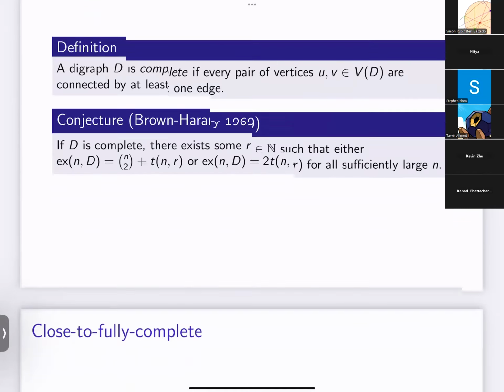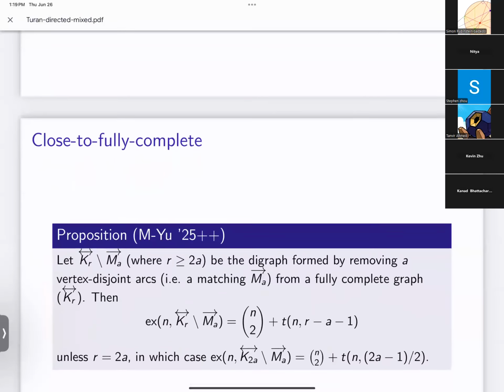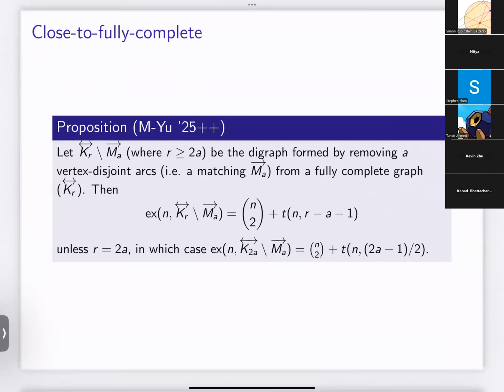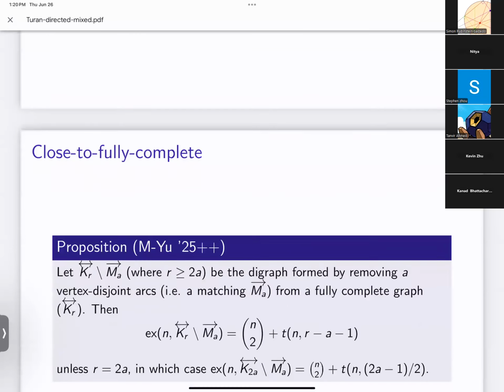There was some follow-up work that attempted to verify this conjecture for very small graphs, and did. What we do is start by verifying this conjecture is true for one family of complete graphs. So what is this family? We start with a fully complete digraph and remove a certain number of pairs of edges, but we make sure that from every vertex we remove at most one incident edge. We show that if your complete graph is constructed this way, by starting with something fully complete and then removing some disjoint edges, then this conjecture is true, and we even figure out which parameter it's true with.